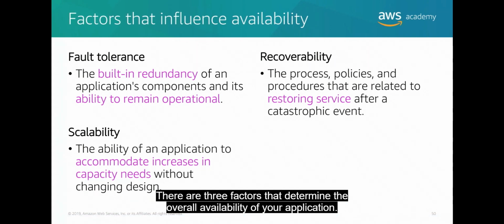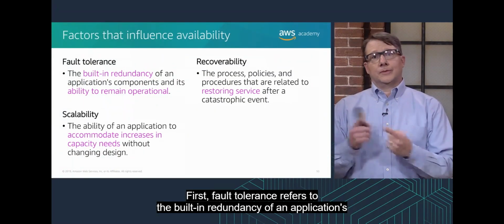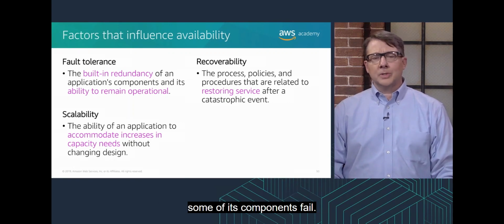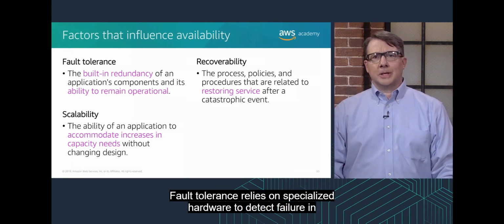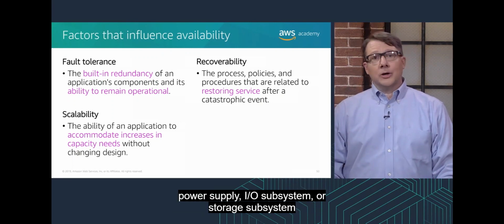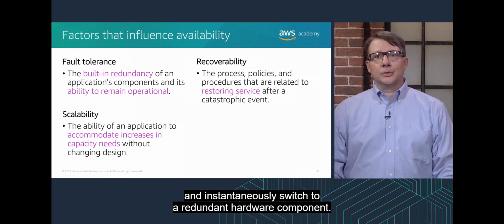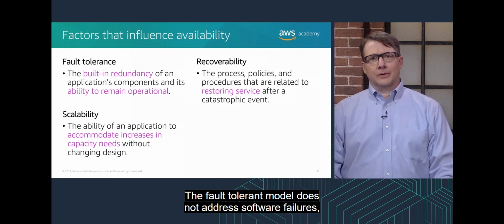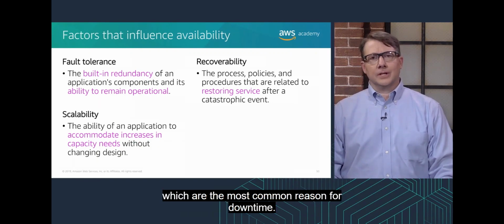There are 3 factors that determine the overall availability of your application. First, fault tolerance refers to the built-in redundancy of an application's components and the ability of the application to remain operational even if some of its components fail. Fault tolerance relies on specialized hardware to detect failure in a system component, such as a processor, memory board, power supply, I/O subsystem, or storage subsystem, and instantaneously switch to a redundant hardware component. The fault-tolerant model does not address software failures, which are the most common reason for downtime.